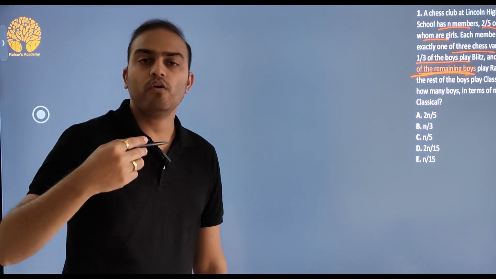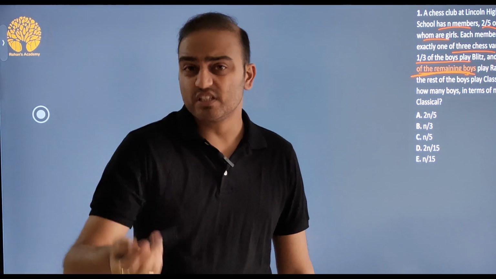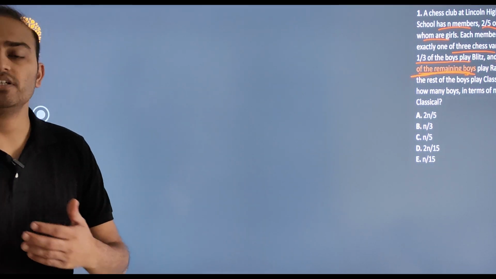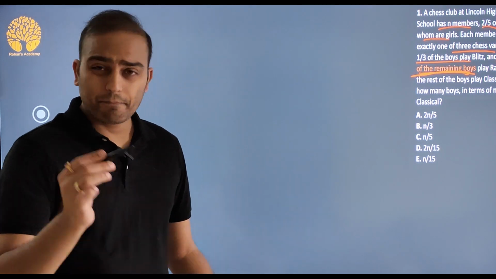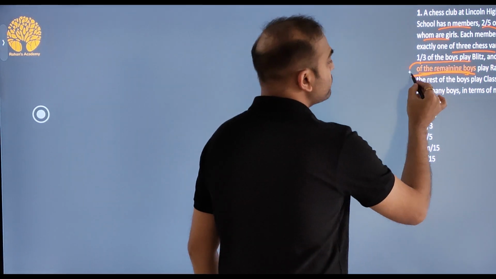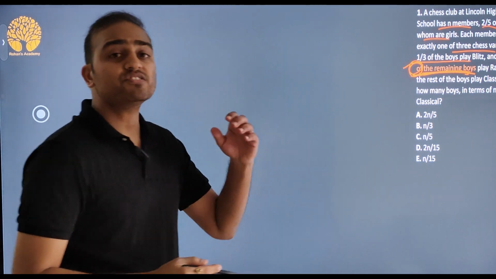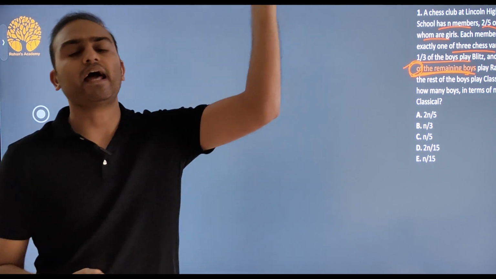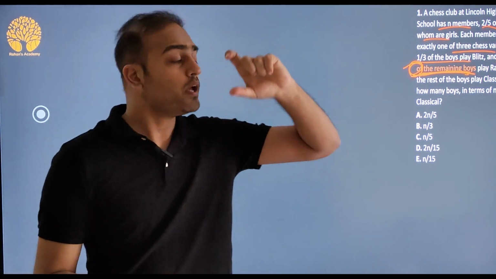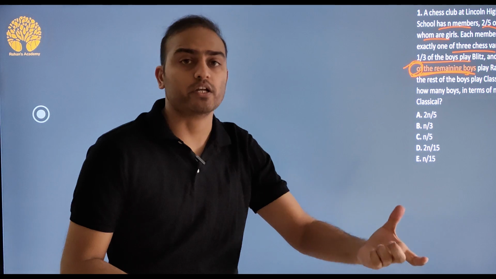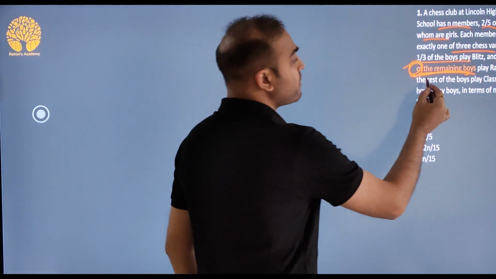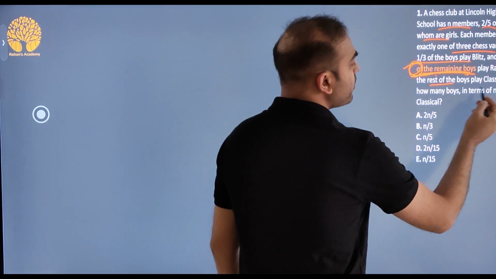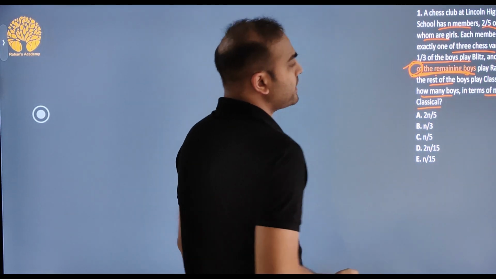Remember one thing. Whenever you are studying percentages or fractions, give emphasis on this word "of". It is percentage of what? It's fraction of what? Fraction does not mean that I have to take directly from the total. I need to understand the fraction is of what. So this "of" and what comes after the "of" is super important. Now the rest of the boys play classical. How many in terms of n play classical?